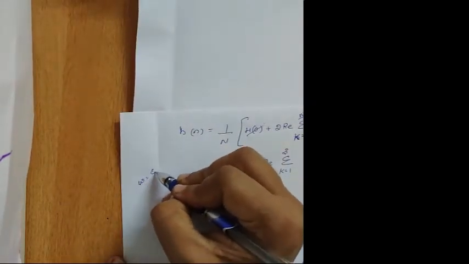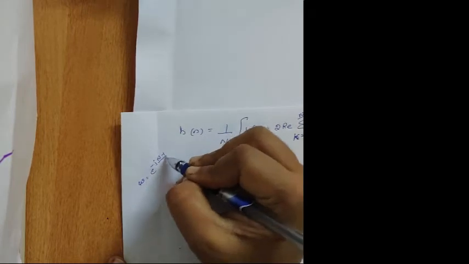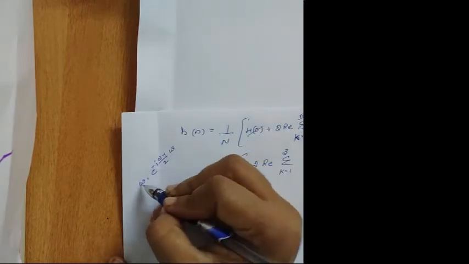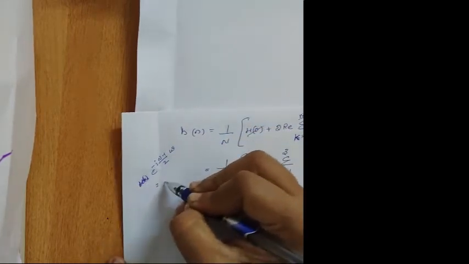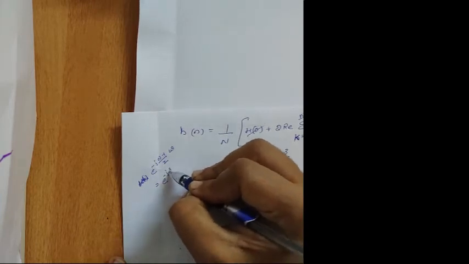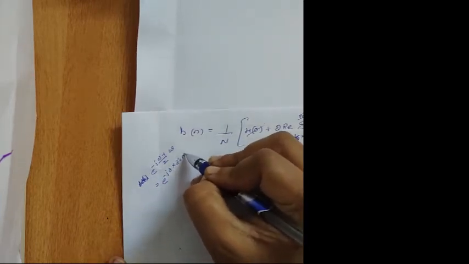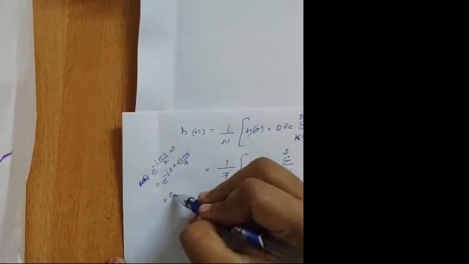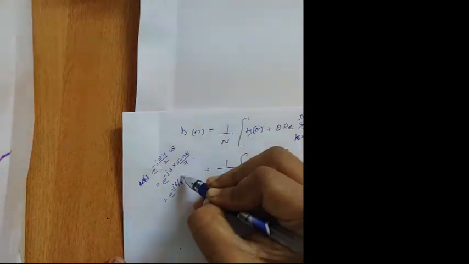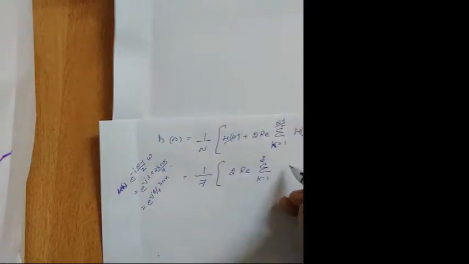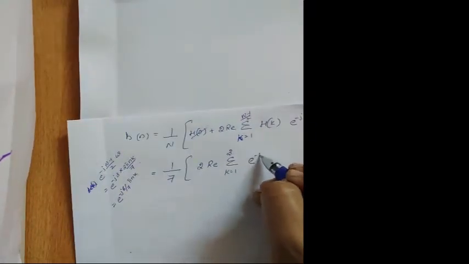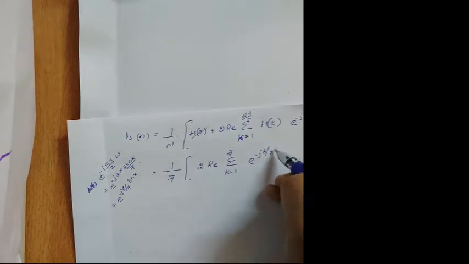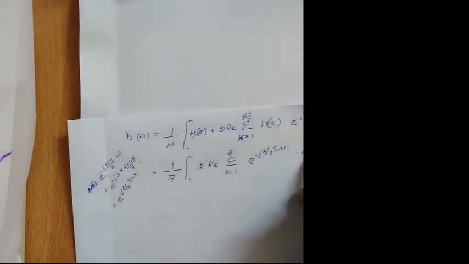That is equal to e raised to minus j (N minus 1) by 2 into omega. Okay, h of k is equal to e raised to minus j 3 into 2 pi nk divided by 7. Okay, 3 into 2 is 6. So e raised to minus j 6 by 7 pi nk. Now you get the value as h of k is equal to e raised to minus j 6 by 7 pi nk into e raised to minus j 2 pi nk by capital N, that is 7.